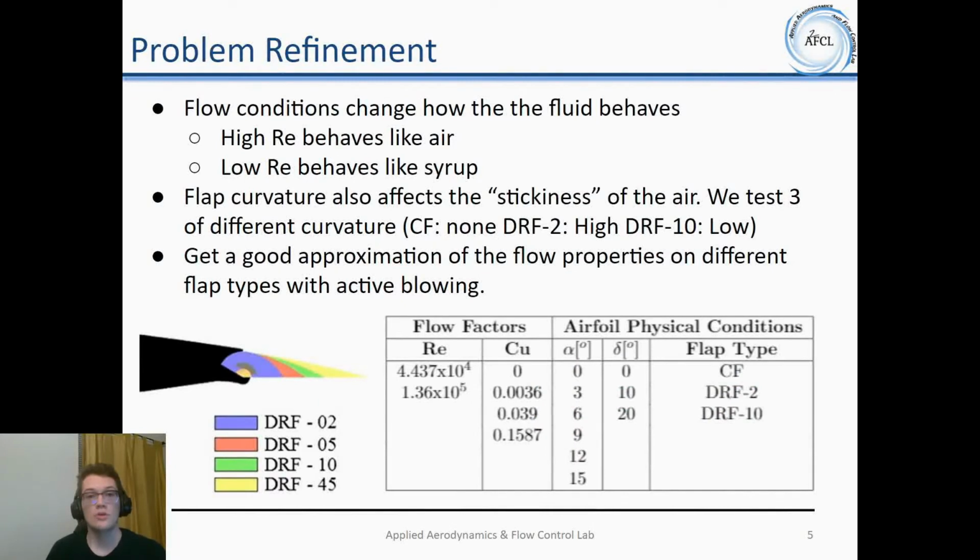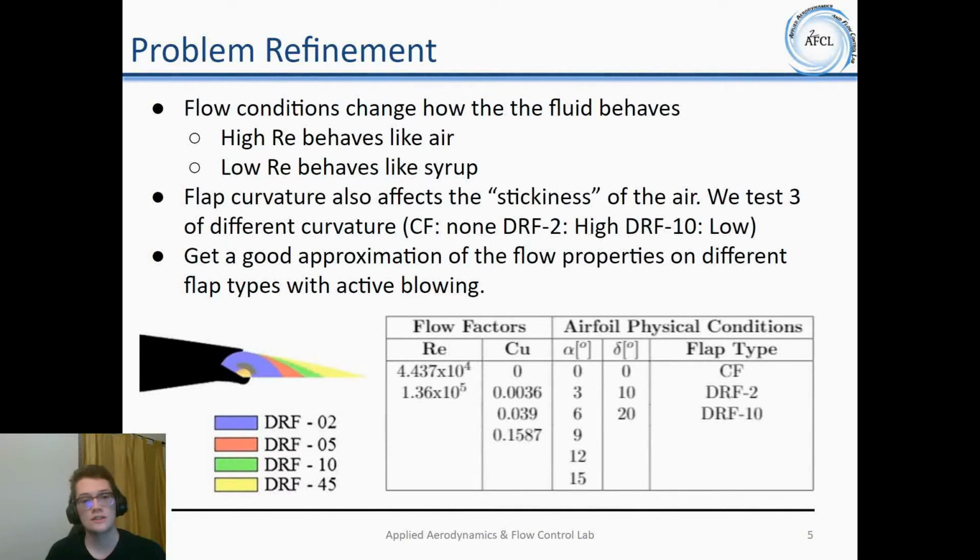To refine the problem, we must also talk about other factors included. First is the Reynolds number, which can change with velocity. At high Reynolds numbers, air behaves like air, and at low Reynolds numbers, air behaves like honey. Reynolds numbers dictate how much the viscosity matters in the entire flow.